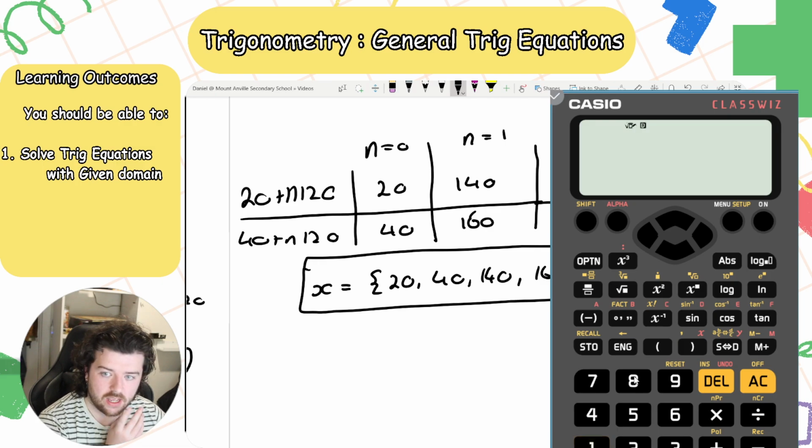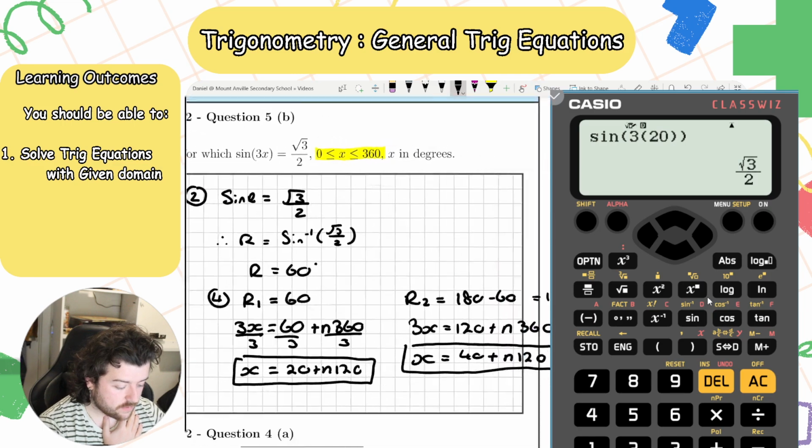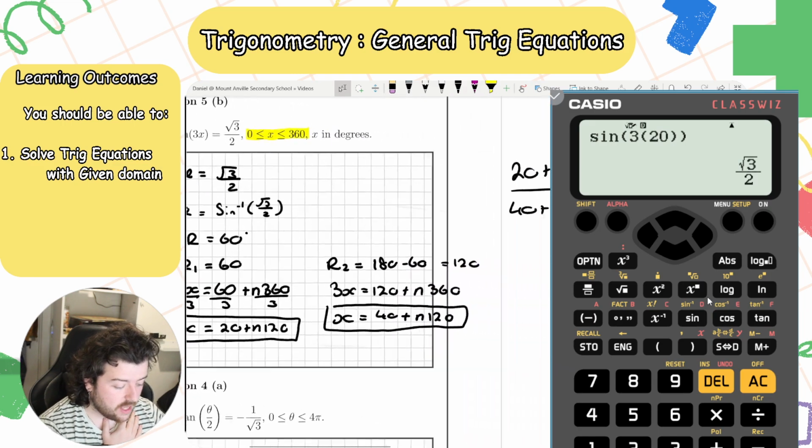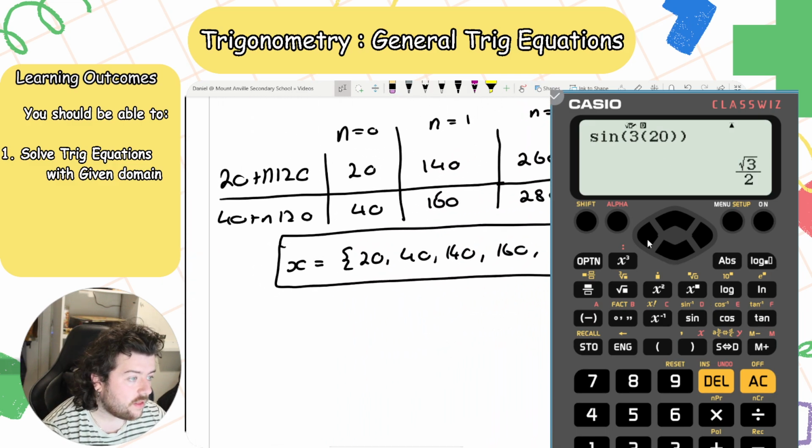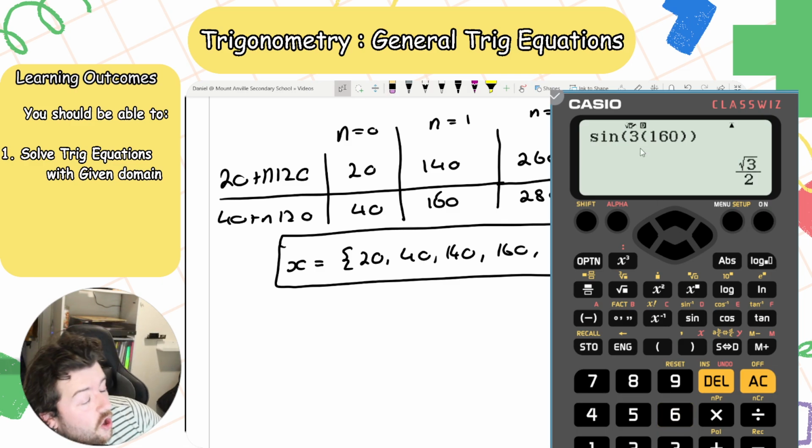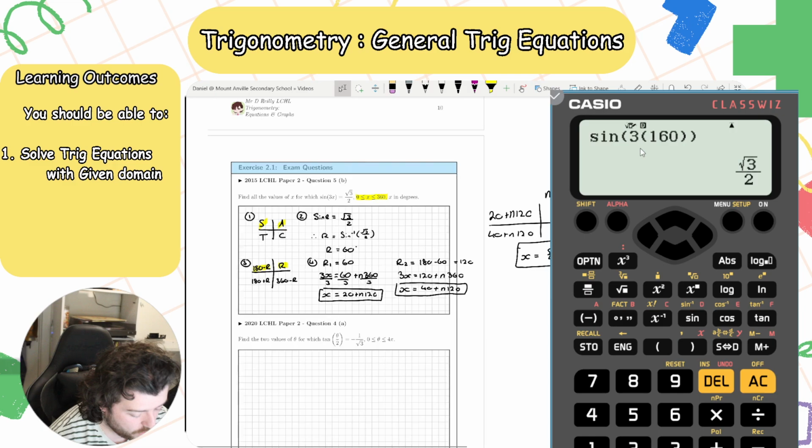I'm working in degrees. So if I put in sine 3, because my original function was sine 3x, sine 3 times 20, I get root 3 over 2, which is what the function is equal to. Let me try 3 times 40, root 3 over 2. 3 times 140, root 3 over 2. 160, etc. You get the gist. All of these are going to work, right?